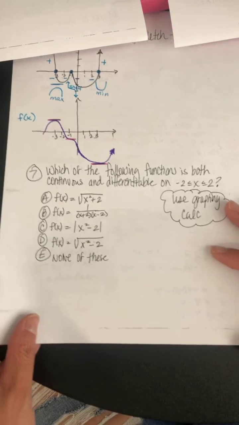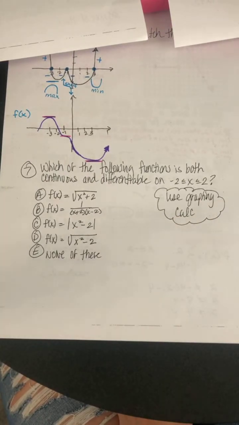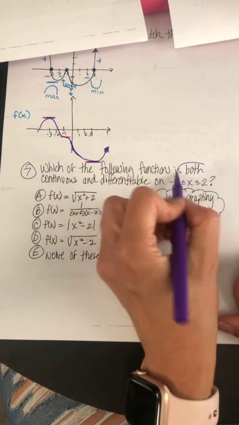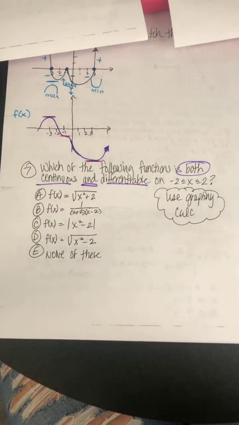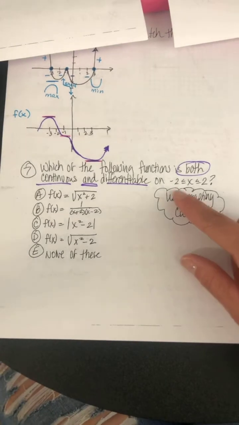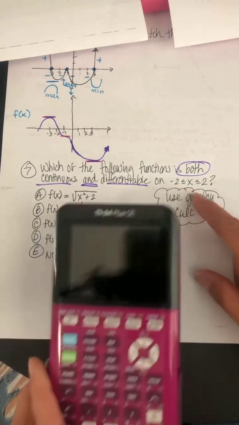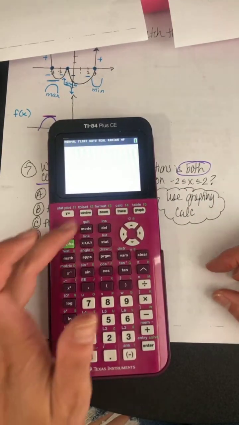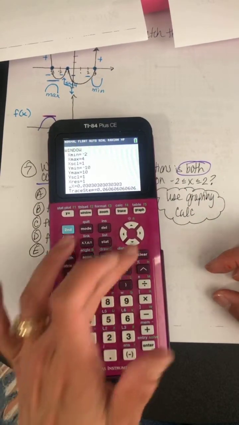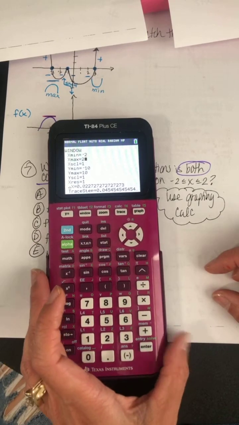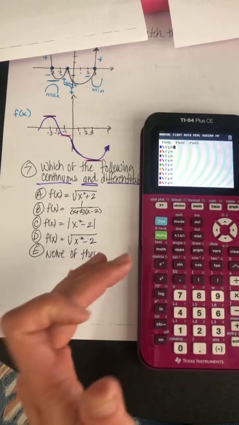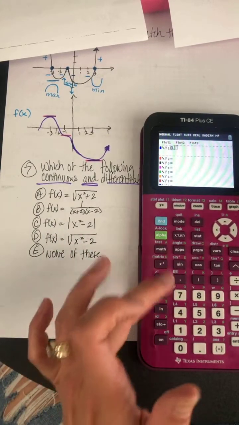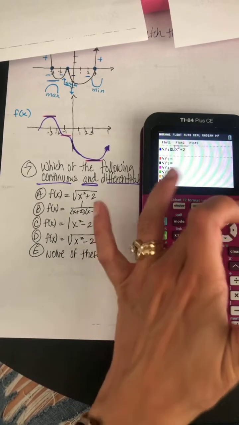And then number 7, which of the following functions is both continuous and differentiable? Okay, so this is where we're using the graphing calculator again. But this time it's on the interval from -2 to +2. So when I go to my window, I'm going to change that, -2 to +2, and go to y equals, and we'll start typing them in. So the first one is the square root of x squared plus 2, hit graph.